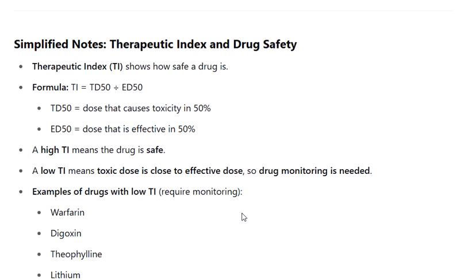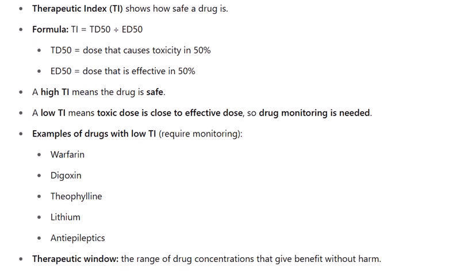A low TI means the toxic dose is close to the effective dose, so drug monitoring is needed. Examples of drugs with low TI that require monitoring: warfarin, digoxin, theophylline, lithium, antiepileptics. Therapeutic window: the range of drug concentrations that give benefit without harm.